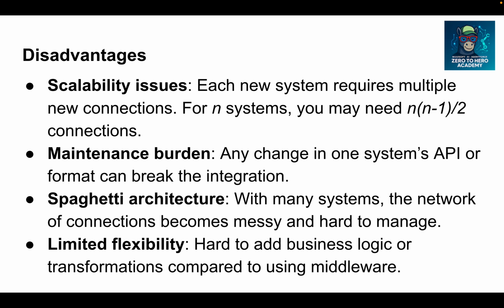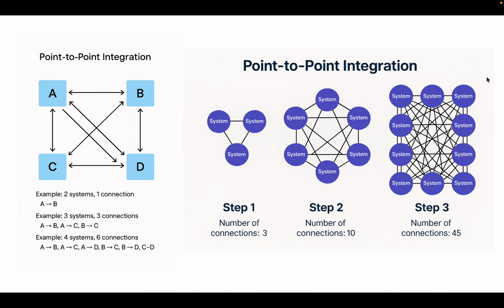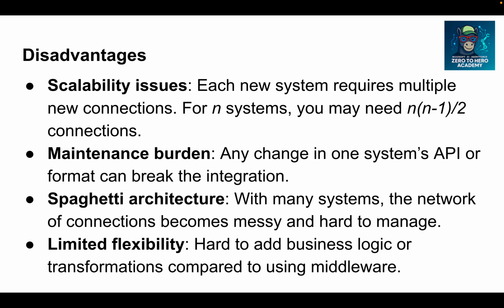Spaghetti architecture. With many systems, the network of connections becomes very messy and hard to manage. I already talked about this particular image. As the number of systems grows, the number of connections grows, which makes the architecture more messy and very difficult to manage. Limited flexibility: it is hard to add business logic or transformation compared to using business middleware. So we have seen that in case you want to change anything, it becomes a very tough task, or it may take much more time for doing any changes in your applications.